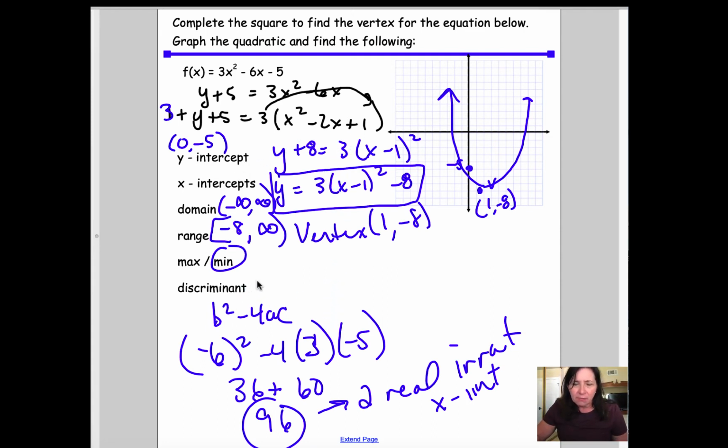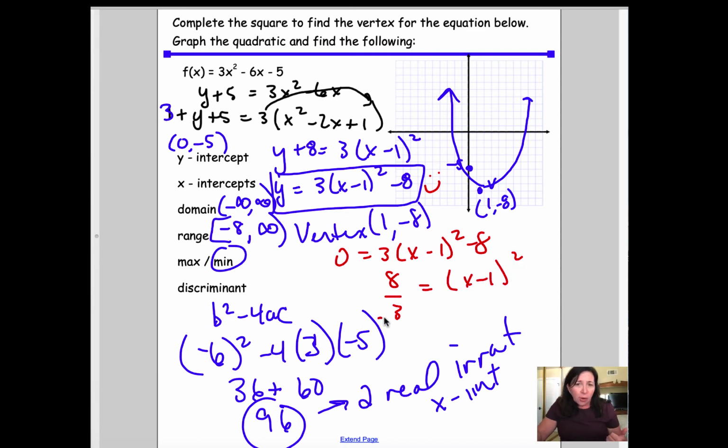I need x-intercepts, okay? So let's do that. So to find the x-intercepts, one thing that I could do right here instead of having to use the quadratic formula is this is like our happy equation because it's already almost done, right? We know that when we're finding our x-intercepts, y goes to 0. So we know already that we have 0 equals 3 times x minus 1 quantity squared minus 8. Move the 8 over. So now I have 8 over 3 equals x minus 1 quantity squared, right? Square root both sides like this. I get x minus 1 equals plus or minus the square root of 8 over the square root of 3.